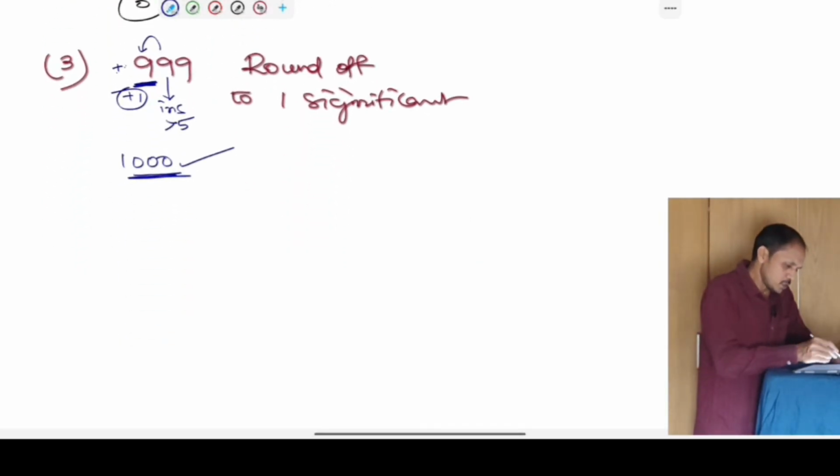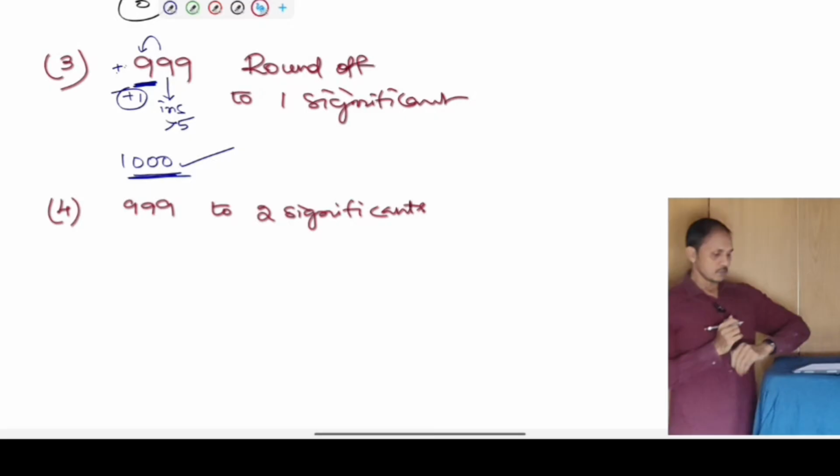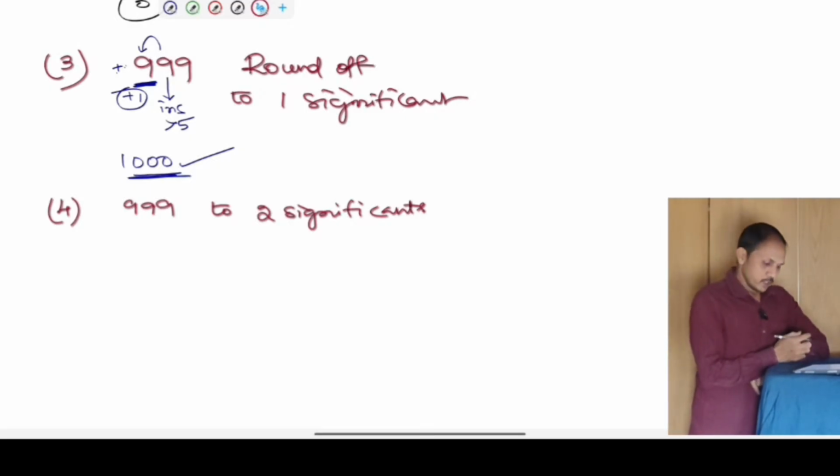Now the question is, round off the same number. Let's take question number 4. Round off the same 999 to 2 significants. Now pause the video and try the answer. What are you getting? Are you getting 1000 according to the rules? Then it has only one significant. We need 2. So what to do? In this case, first of all, convert into scientific form, right? If you convert into scientific form, then we will get proper values.